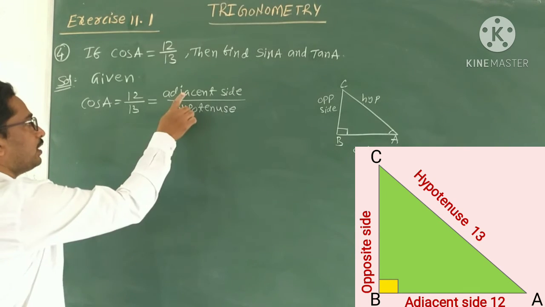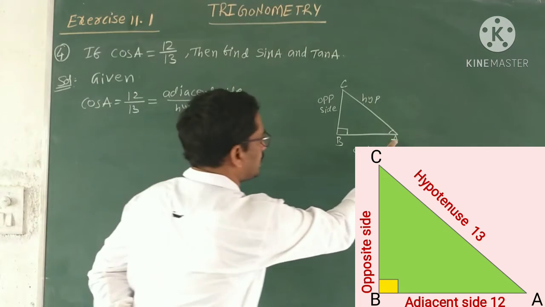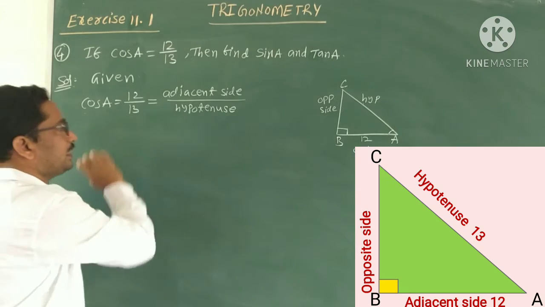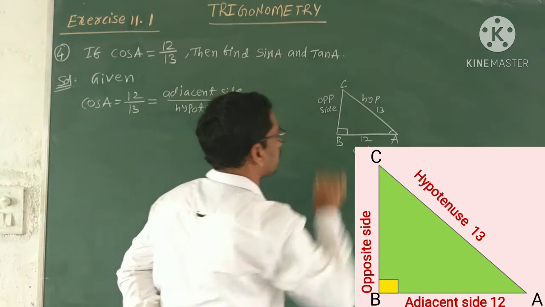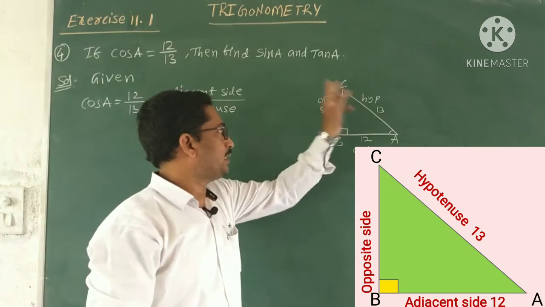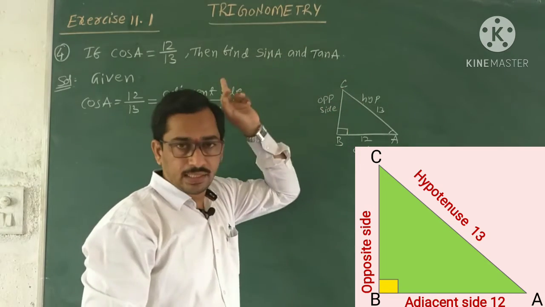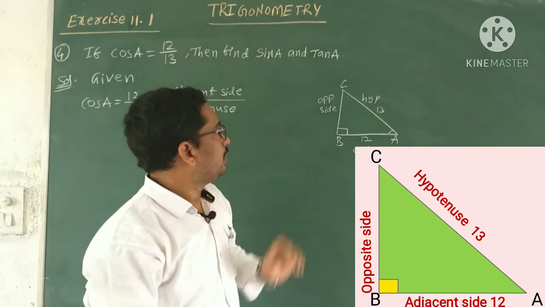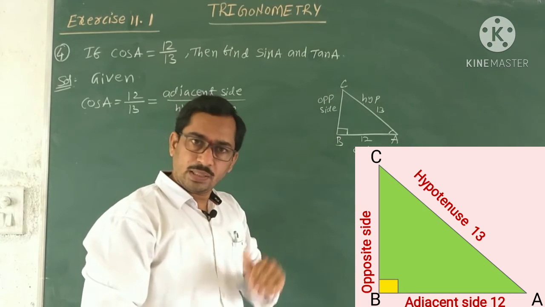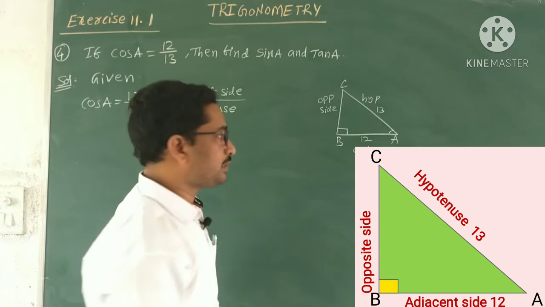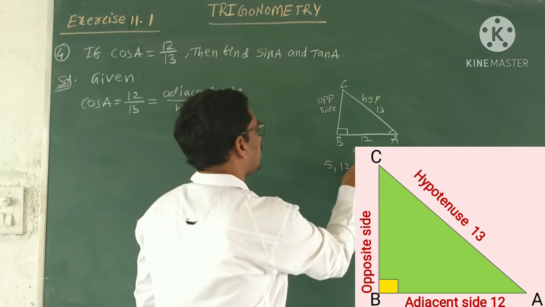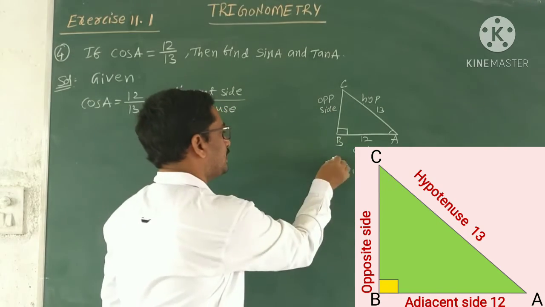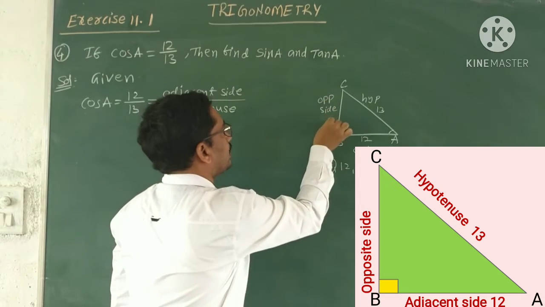So cos A equals adjacent side, that is AB, which is 12, by hypotenuse, which is 13. We have to find out the value of BC. To find sin A and tan A, we need the opposite side value, that is BC. So how do we find the opposite side BC? Apply the same Pythagoras triplets. 5, 12, 13 are Pythagoras triplets. 12 and 13 are given in the question, so the missing number is 5 and the opposite side is 5.